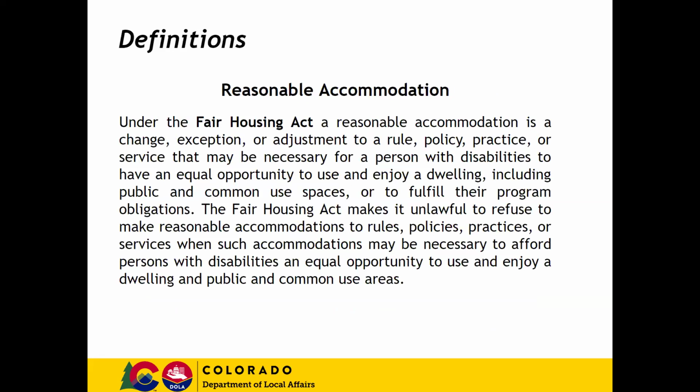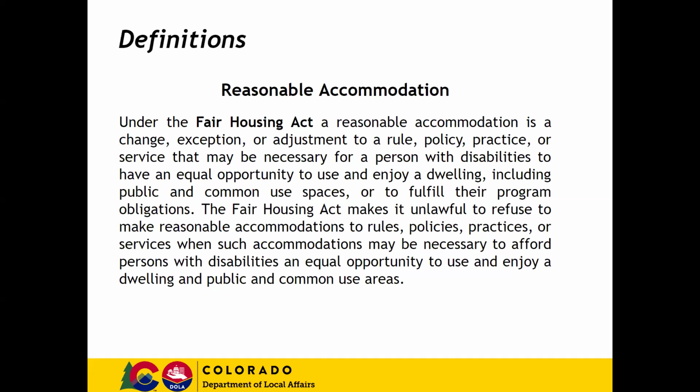So let's talk about definitions. There are a couple different definitions of reasonable accommodation based on the different legislation. However, I think as you'll see, they accomplish the same outcome. So under the Fair Housing Act, a reasonable accommodation is a change, exception, or adjustment to a rule, policy, practice, or service that may be necessary for a person with disabilities to have an equal opportunity to use and enjoy a dwelling, including public and common use spaces, or to fulfill their program obligations.